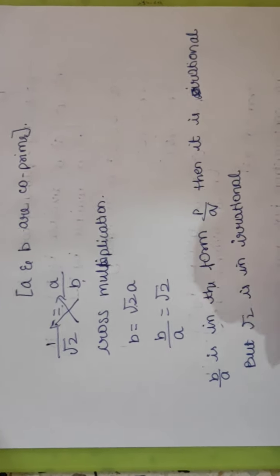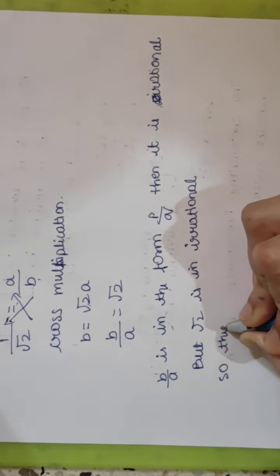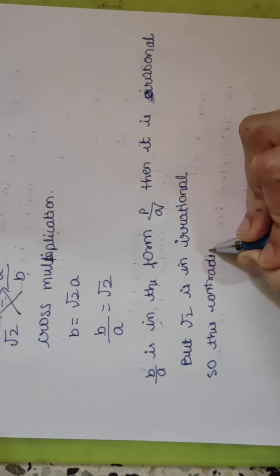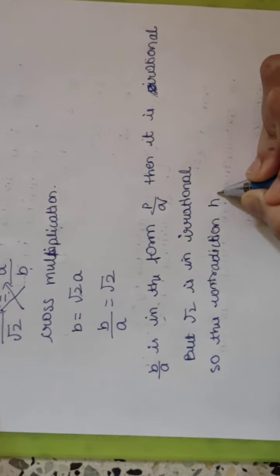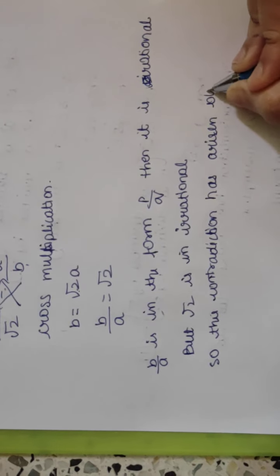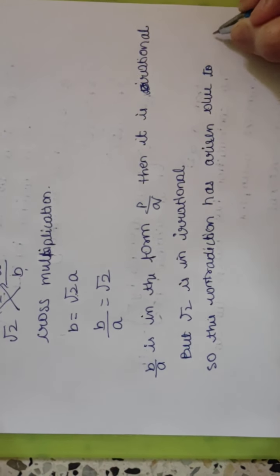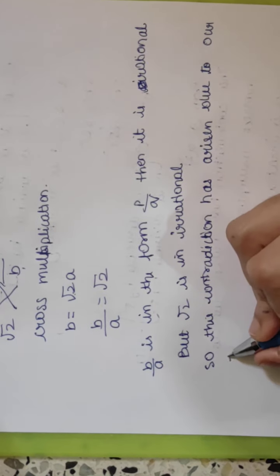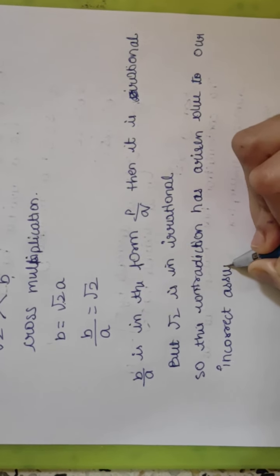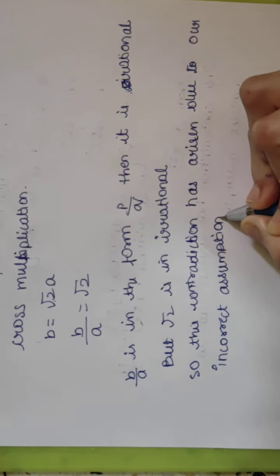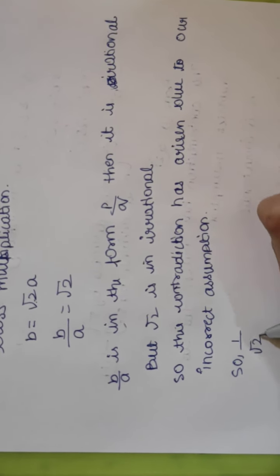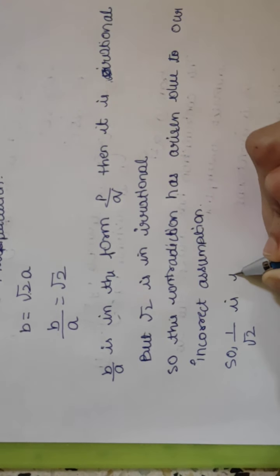So this contradiction has arisen due to our incorrect assumption. So here we can conclude that 1 by root 2 is irrational.